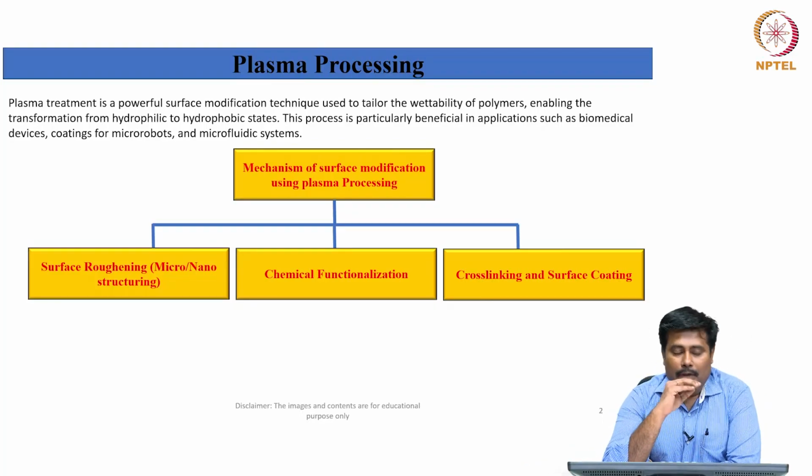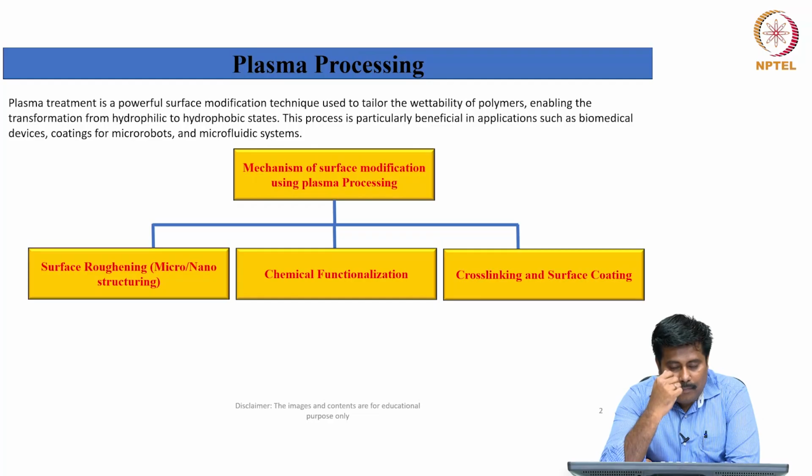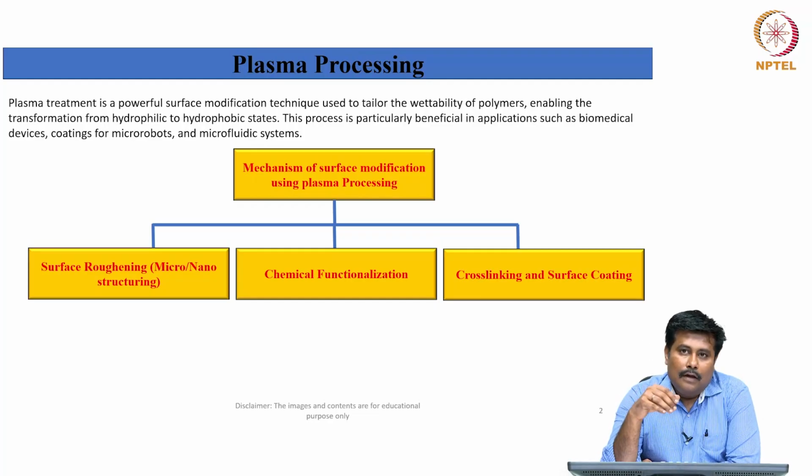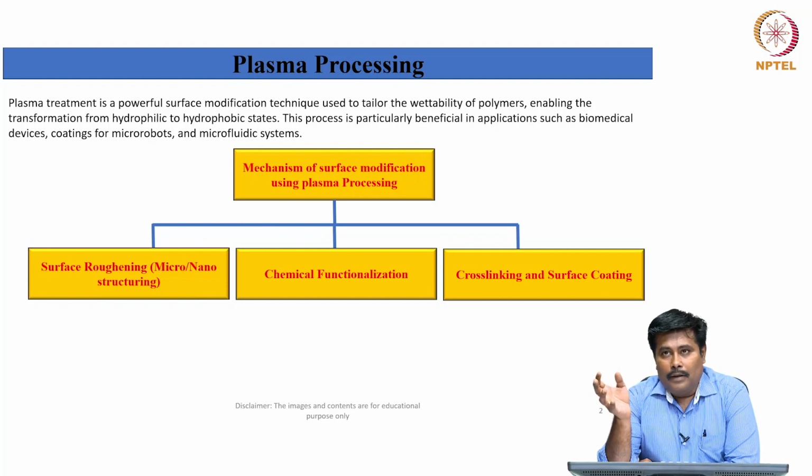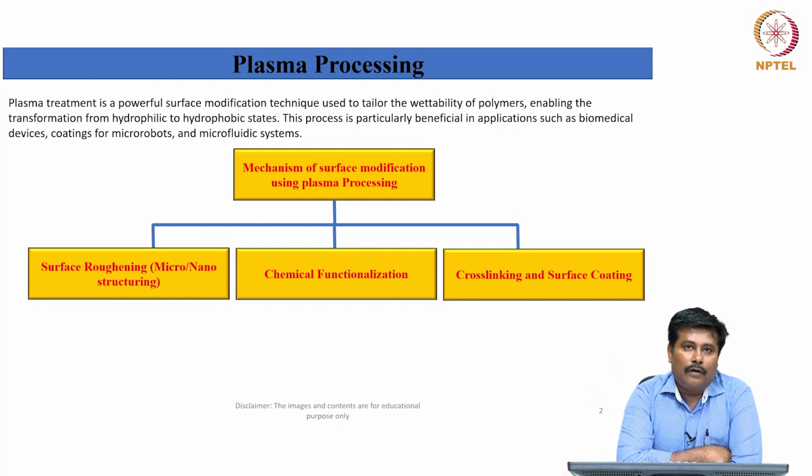As discussed earlier, plasma processing is mainly meant for modifying the surface with reference to functionality. Plasma treatment is a powerful surface modification technique used to tailor the wettability of polymers, enabling the transformation from hydrophilic to hydrophobic state. This process is particularly beneficial in applications such as biomedical devices, coatings for micro-robotics and microfluidic systems.